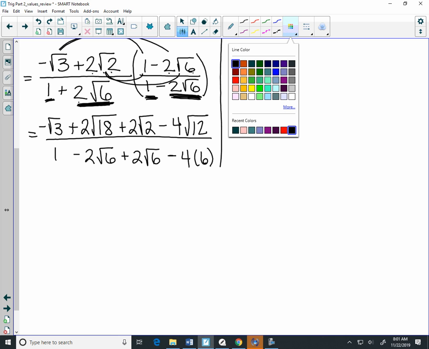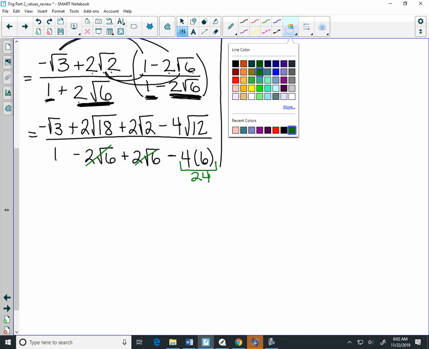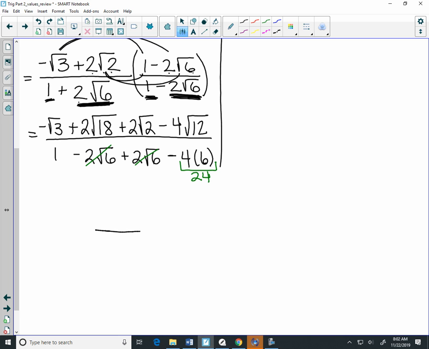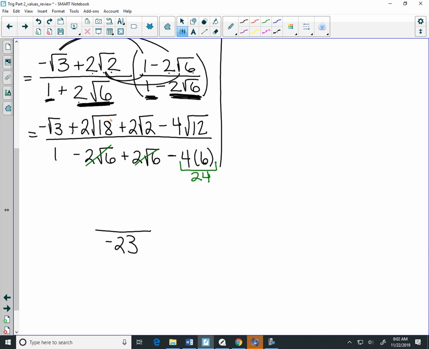In the denominator, some nice things happen that we designed by using the conjugate. The middle terms cancel. This is negative 24. So my denominator is just 1 minus 24, which is negative 23. I still have some work to do in my numerator to simplify. I have this square root of 18. 18 is 9 times 2, and 9 is a perfect square. Square root of 9 is 3. So what this turns into is 2 times 3 times square root of 2.